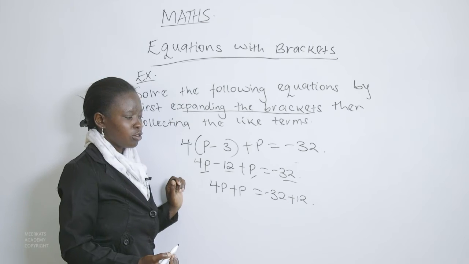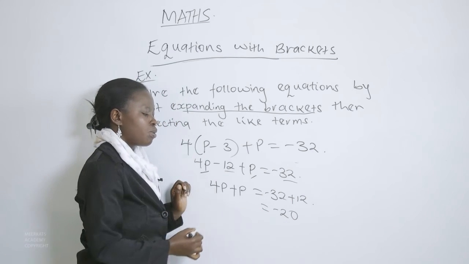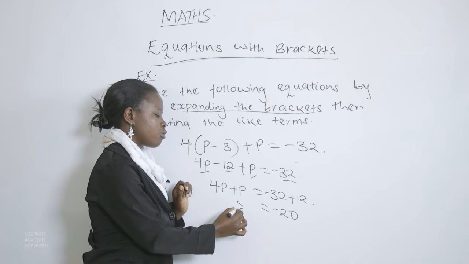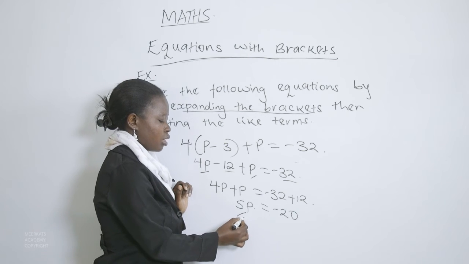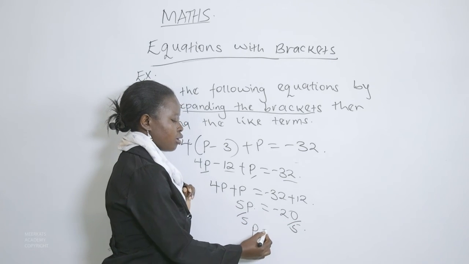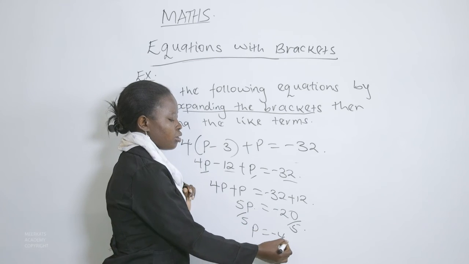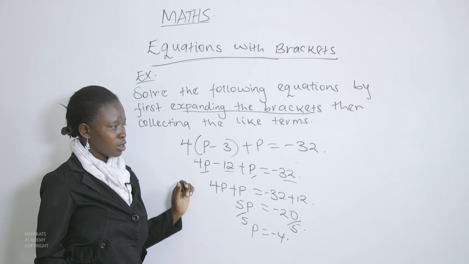So negative 32 plus 12 gives us negative 20. 4p plus p gives us 5p. To get the value of p, divide here by 5, divide by 5, so that the value of p is equal to negative 4. So our value for p is negative 4.